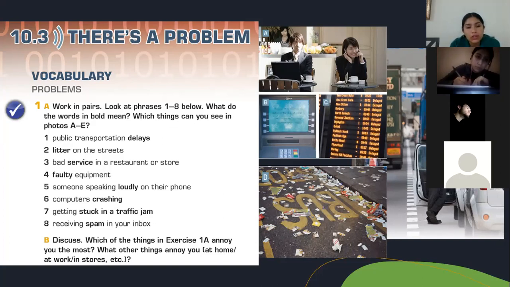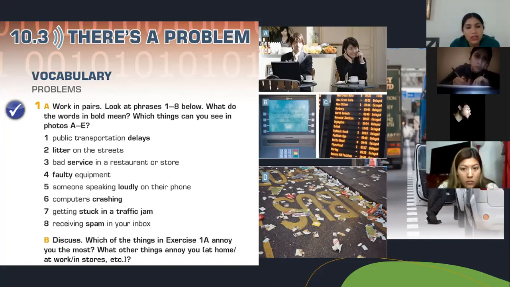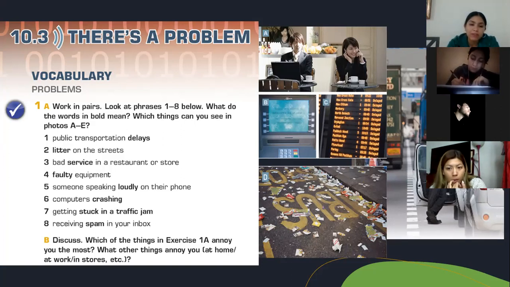6, computers crashing. 7, getting stuck in a traffic jam. 8, receiving a spam in your inbox. Okay, so these are things that might be a little annoying or that can bother you. So let's review each of the words we have in here. Okay, so the first one, public transportation delays.